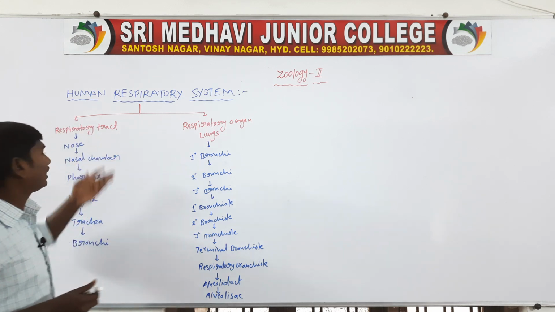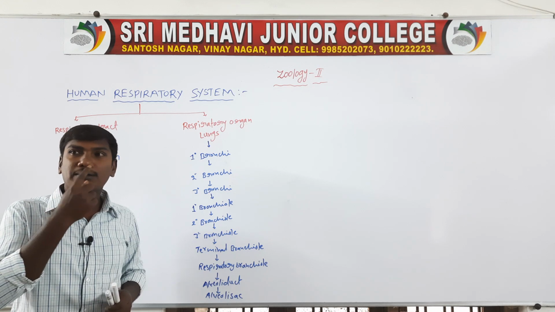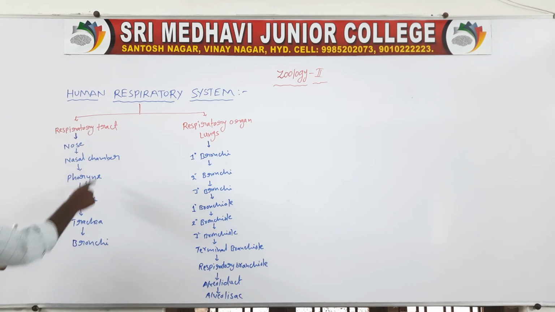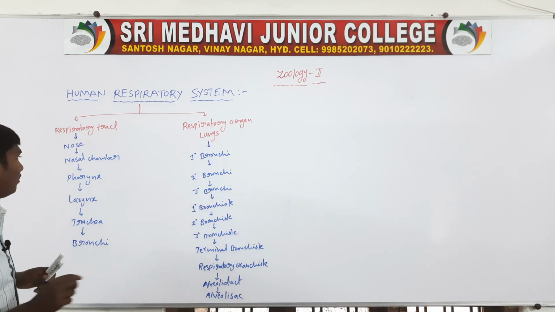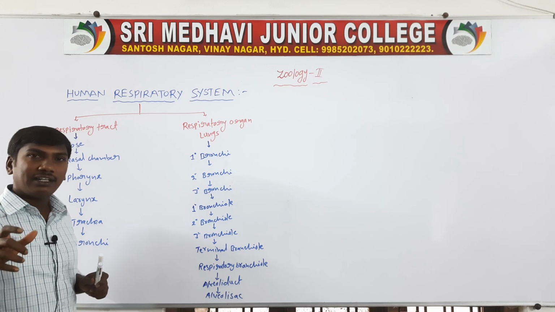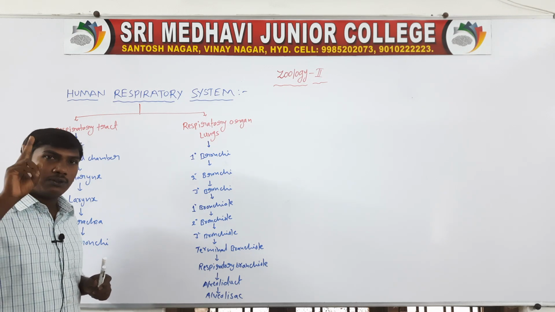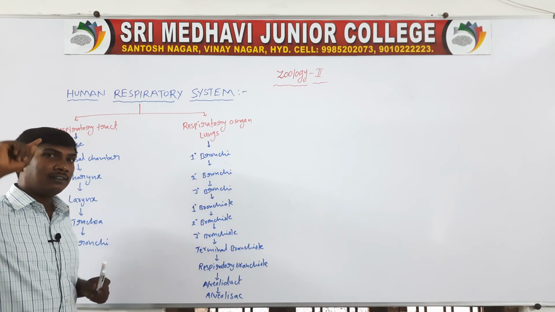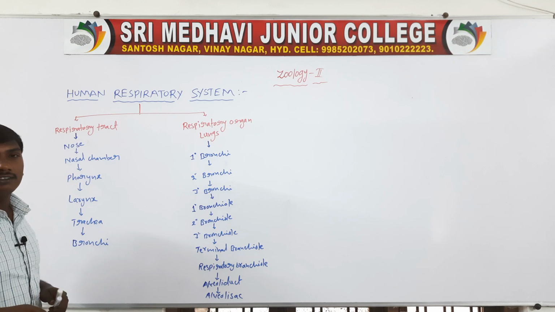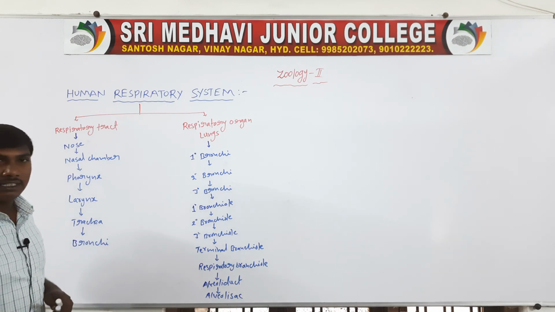First one, the respiratory tract. It starts from the nose. The nose opens into the nasal chamber. The nasal chamber opens into the pharynx. The pharynx is divided into three parts: nasopharynx, oropharynx, and laryngopharynx. These are shared with the digestive system. Next, the pharynx opens into the larynx. The larynx opens into the trachea.